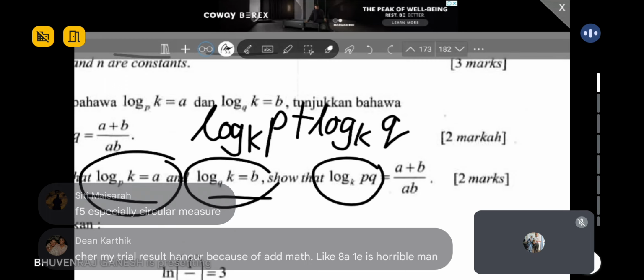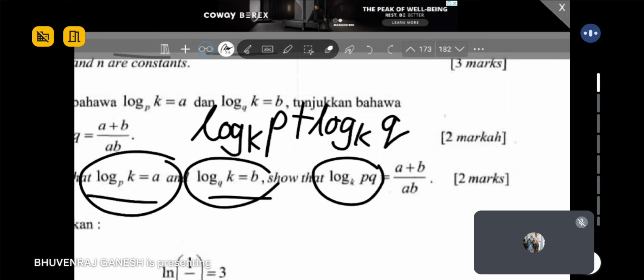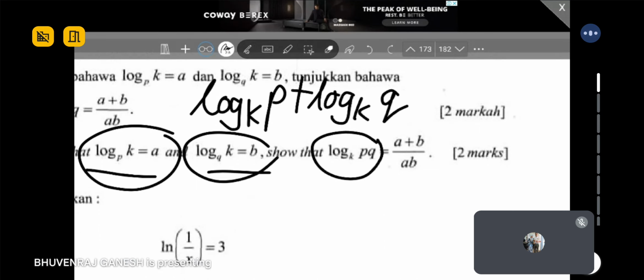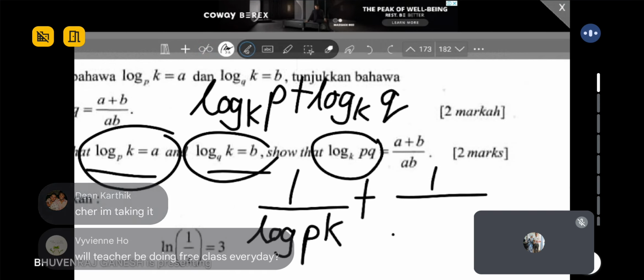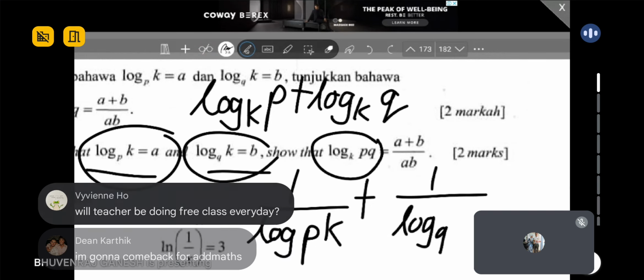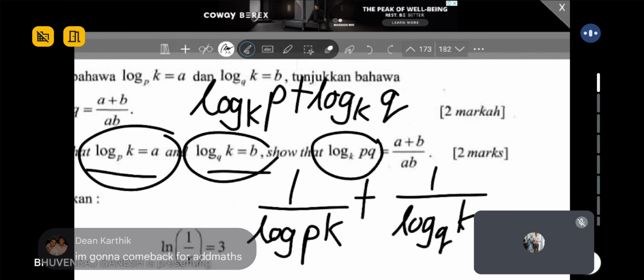My trial result hancur because of AdMaths. Don't worry. Now you take revenge on AdMaths. If you think it hancur you in trial AdMaths, you take revenge in SPM. Simple, right? You must take it as your motivation to fight and change the grade in SPM.